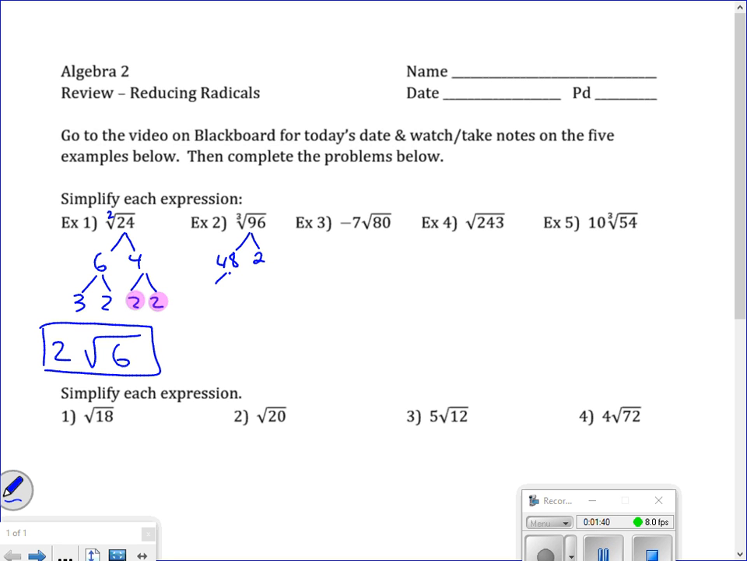So 48, let's see, 6 times 8. 6 is 3 times 2, and 8 is 4 times 2. But then I have 4 is 2 times 2. So remember, I'm looking for triples. I have lots of 2's here, so let's see if I can get a triple 2. One there, one there, one there. Oopsie. And then not enough for anything else.